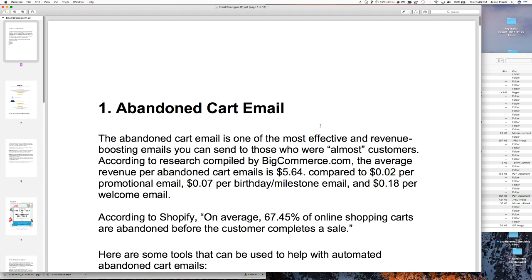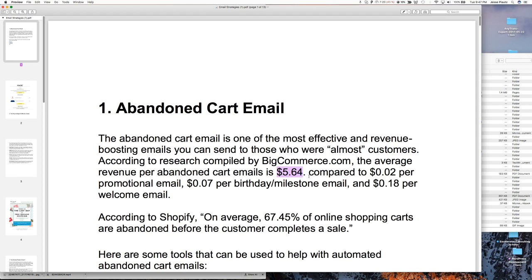But if you break it down, bigcommerce.com has a study they did where if you break down the value of each email you send, which can be said another way is how many people buy from the emails that you send out. Well, if you averaged out the number of emails you sent by your revenue per email, then it ends up being two cents for a promotional email, and 7 cents for a birthday email, and 18 cents for a welcome email. Right? But abandoned cart emails end up being $5.64 on average.